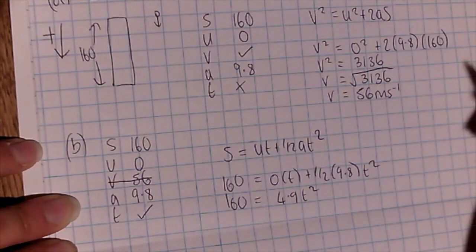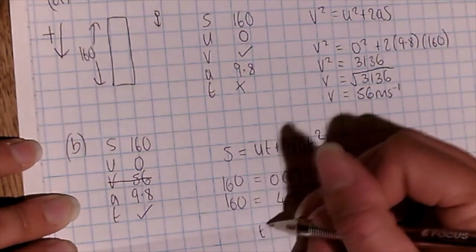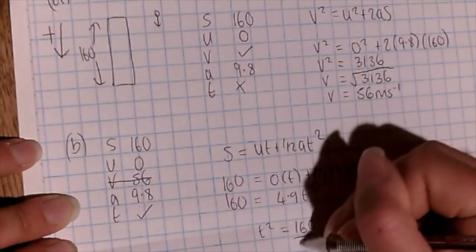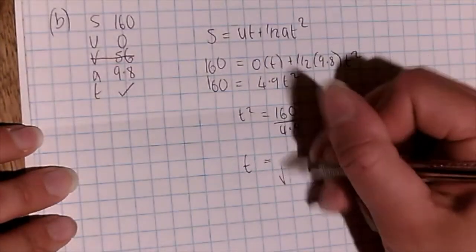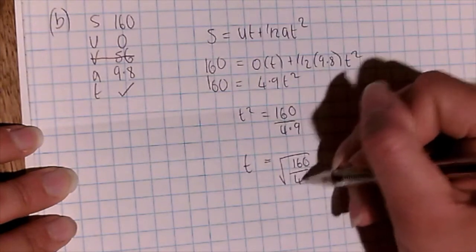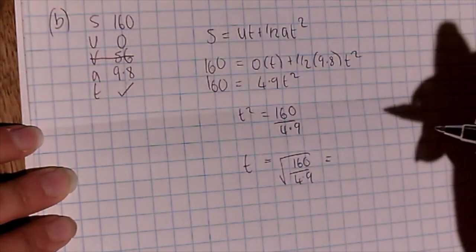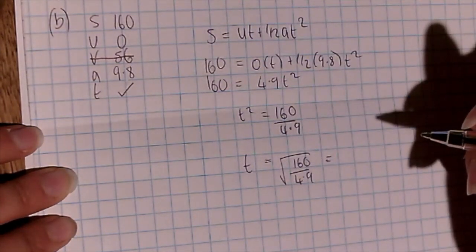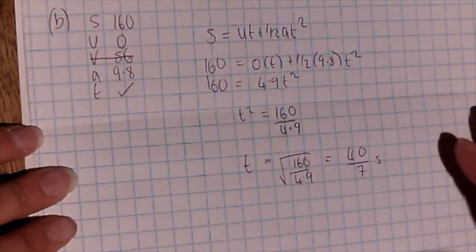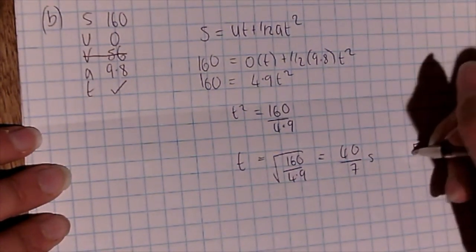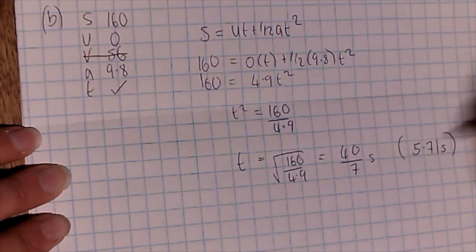So if I divide 160 by 4.9, I'll get T squared. So T is going to be the square root of 160 divided by 4.9, which works out to be 40/7 seconds. If you've rounded this to a decimal, you should have 5.71 seconds.